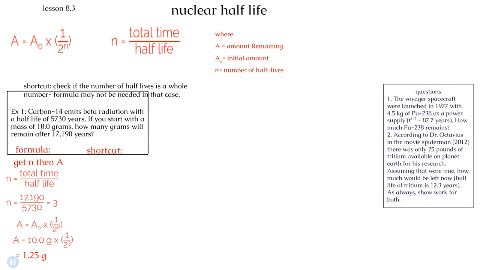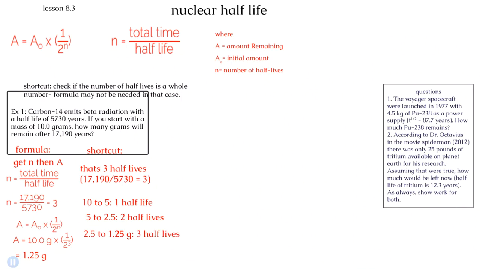I don't like it. I like the shortcut method. It'll only work really when you have an exact number of half-lives. But it is 3. Down to 2.5 after 2, and then 1.25 after 3, and that is your answer in either case. 1.25 grams remains.